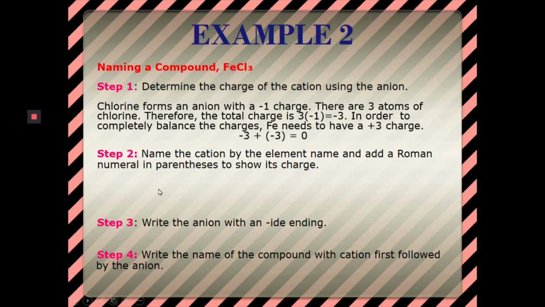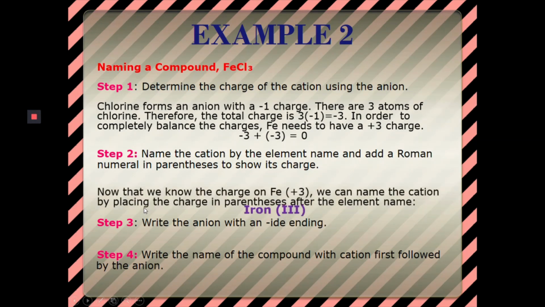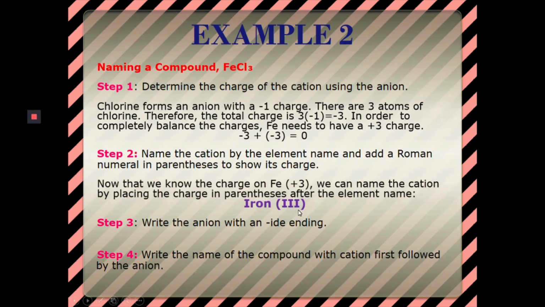Therefore, the second step is we write the name of the cation followed by the Roman numeral, so we get iron 3. Next we write the name of the anion ending with IDE. Here we have chlorine. The root for chlorine is chlor, and adding the IDE, we get chloride. Therefore, the name of this compound is iron 3 chloride.